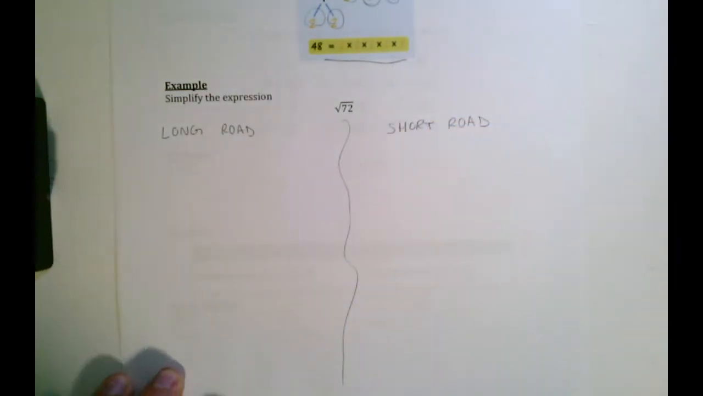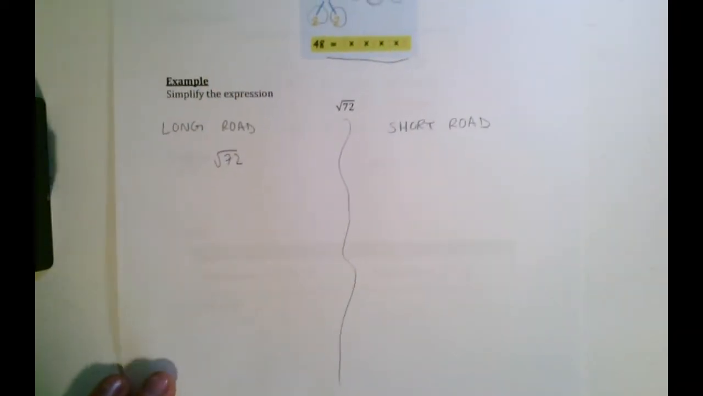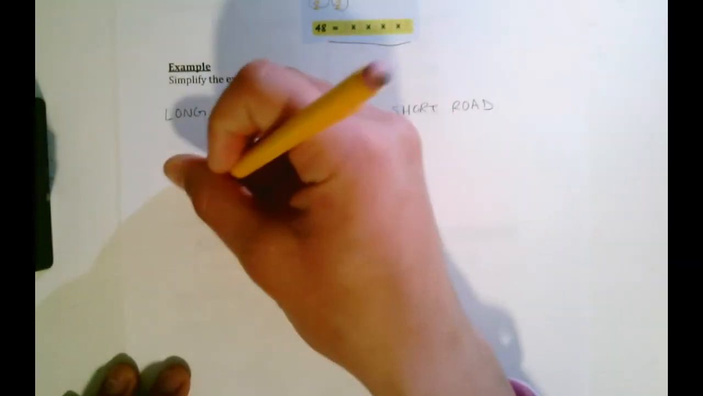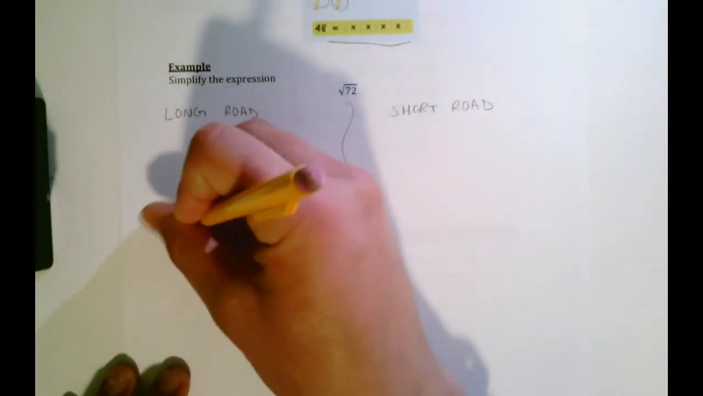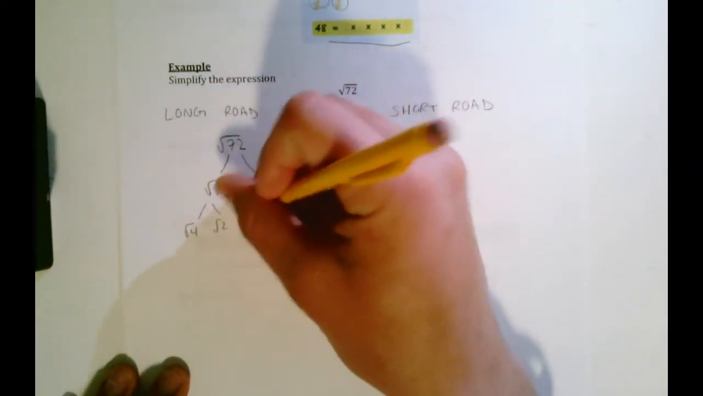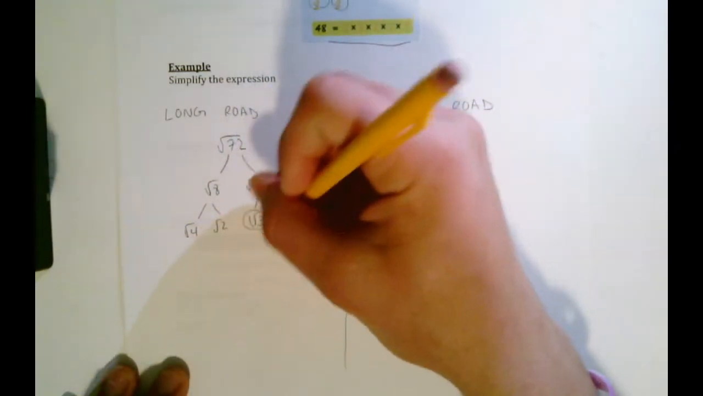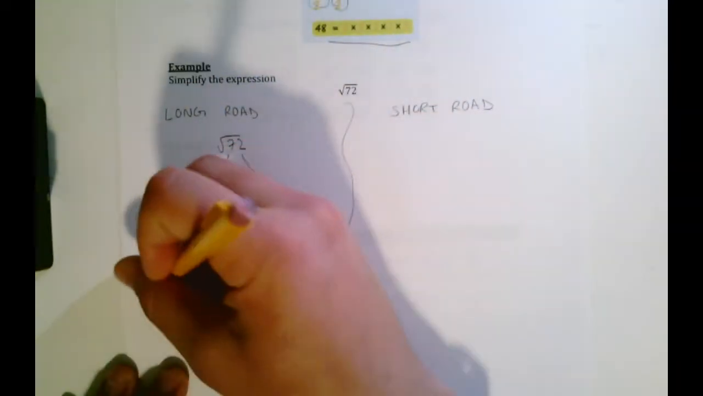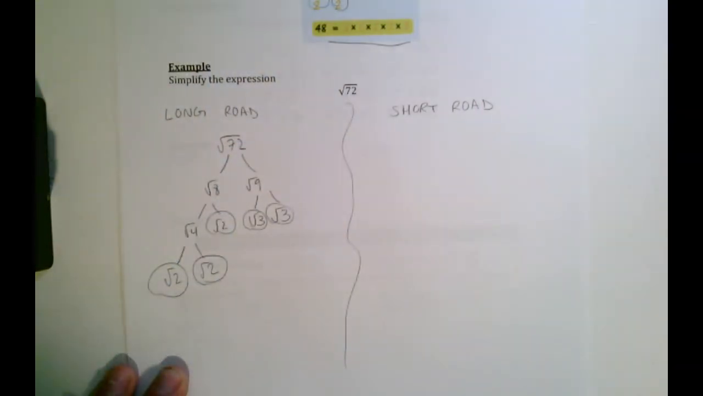Let's start with the long road. That requires you to prime factorize. So you'd say something like, here I have the square root of 72, and I can break that down into its prime factors. You can pick any factors. Let's just start with 8 and 9. I have the square root of 8, square root of 9. That breaks down into 4 and 2. This breaks down into 3 and 3, which are primes, so I'm done here. And I can break down 4 into the square root of 2, square root of 2. And now do you see that I have all primes?